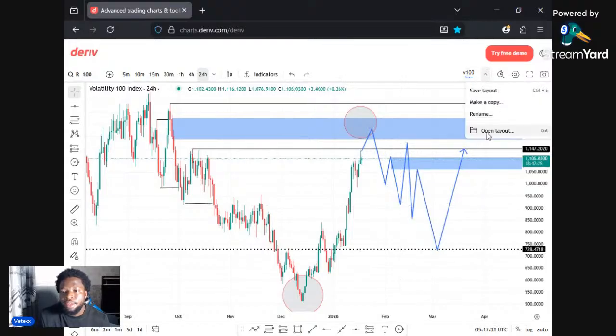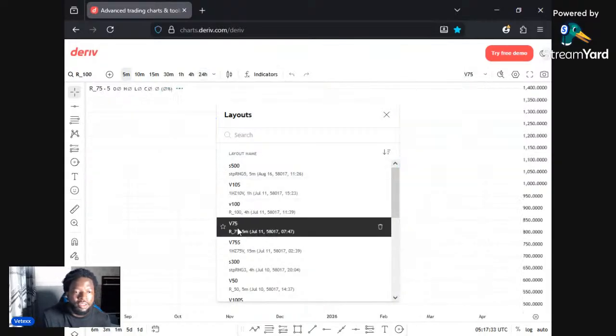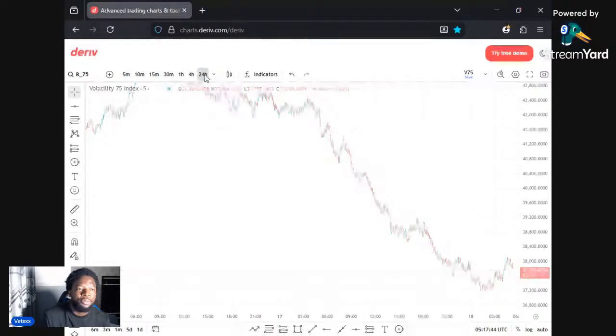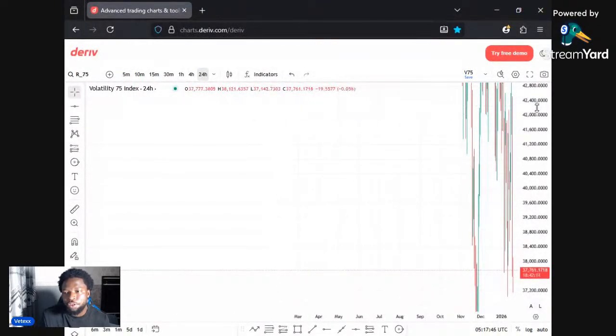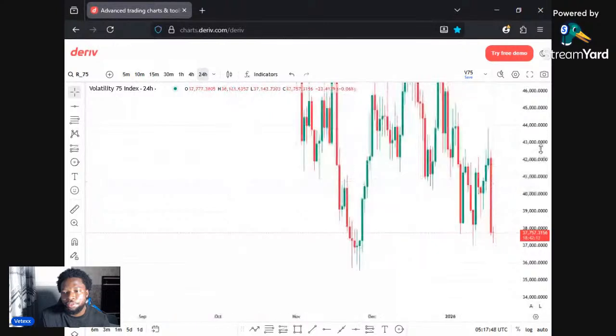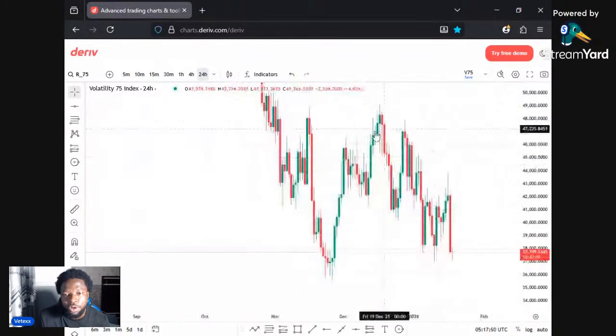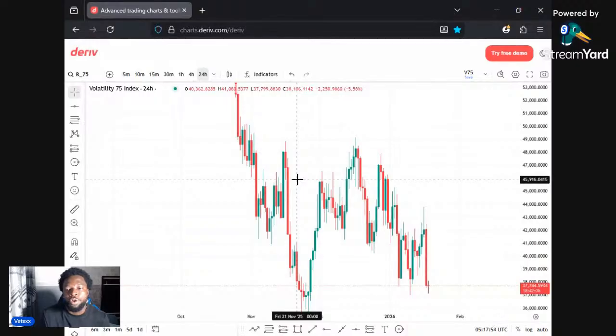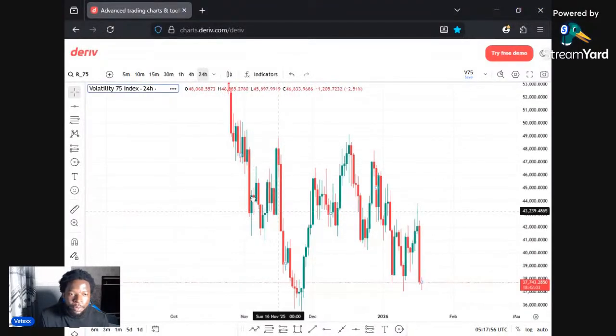All right. The next trade we are going to be looking at is V75, Volatility 75 Index. So starting from the higher time frame as always, you're always going to be starting from the higher time frame. That is what we know how to do best. That is what gives us direction. That is what tells us where price is coming from, where price is going to.